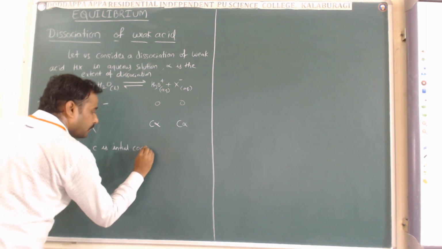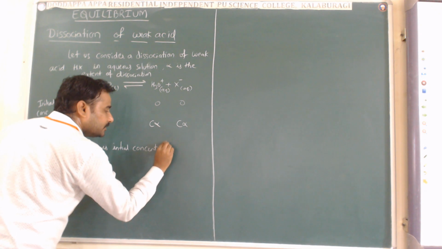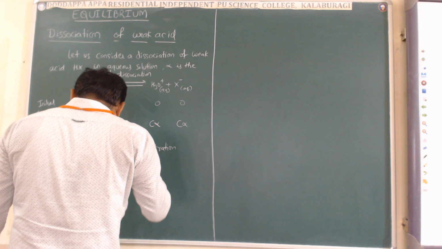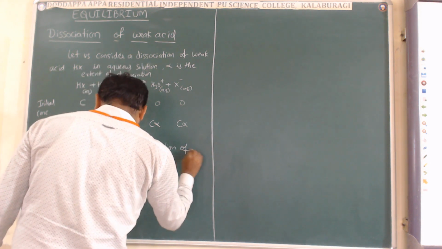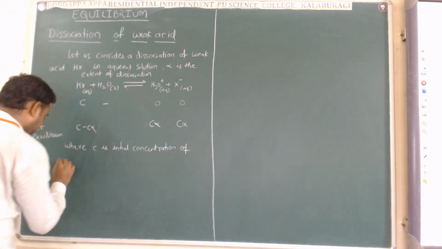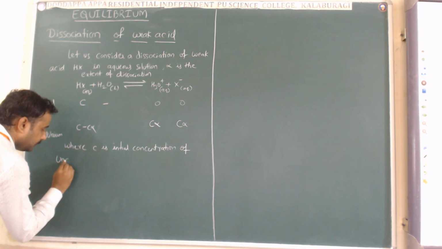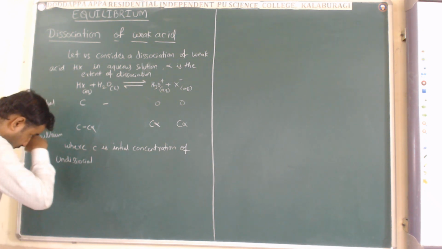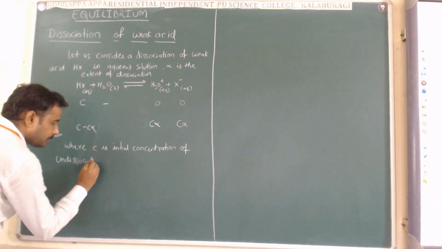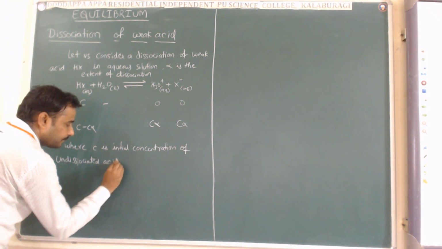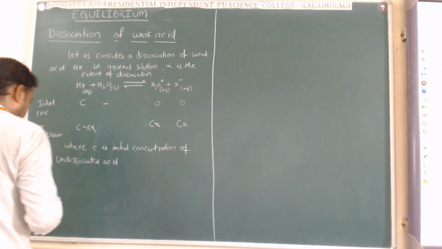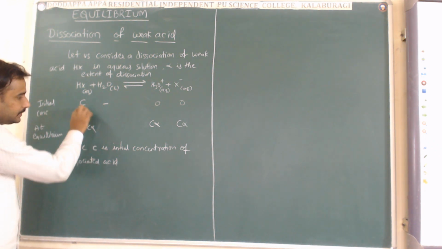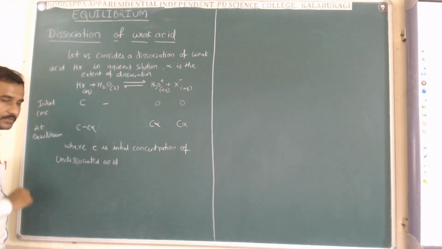Initial concentration. C is what? Initial concentration. Okay. Concentration of undissociated acid. Undissociated acid. Okay. Now, this is the way C is defined. I have written here, C is the initial concentration of the undissociated acid.